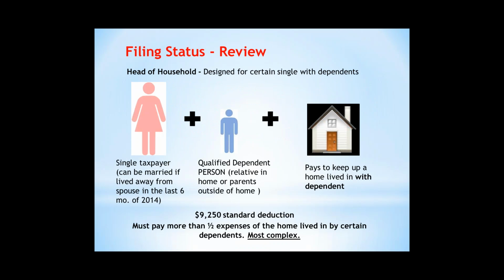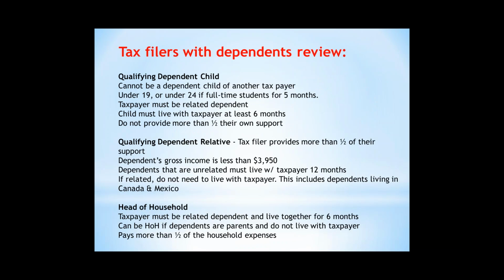So again, just to review a few things, there's head of household, which is designed for single parents with dependents. And that's the case more often than not. It's a single taxpayer with a qualified dependent person, and they pay more than half the cost of keeping up the home. A few other things, there's the qualifying dependent child. So they have to be under 19, or if they're in college, 24 years of age. They must be related to the taxpayer. They must have lived with the taxpayer for at least 6 months, and they cannot have provided half of their own support.